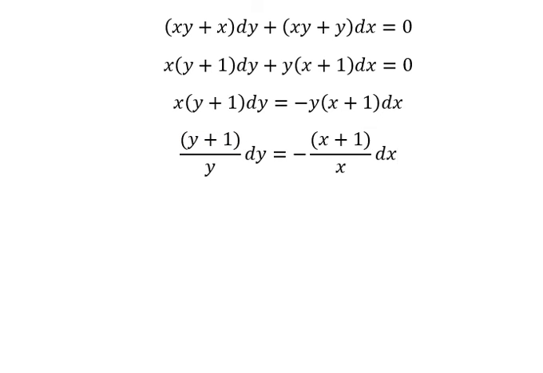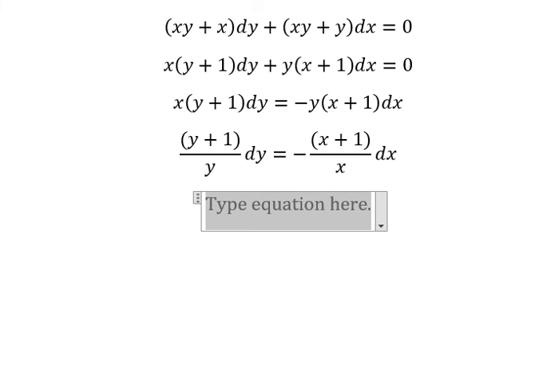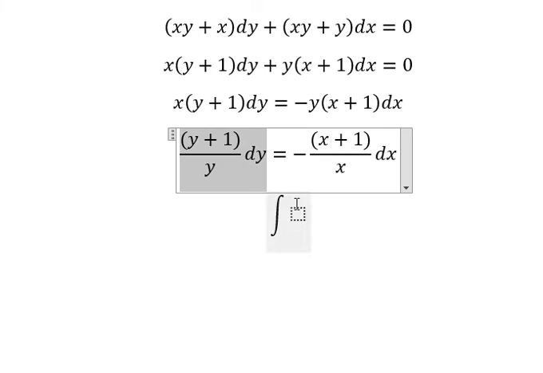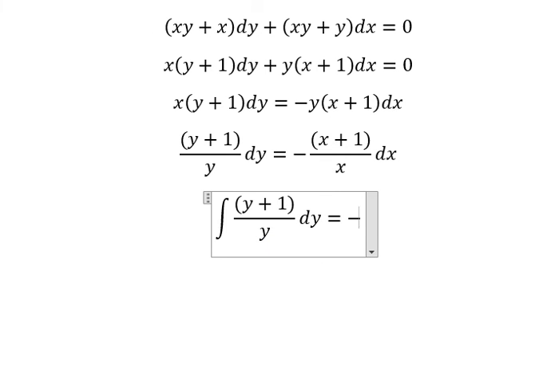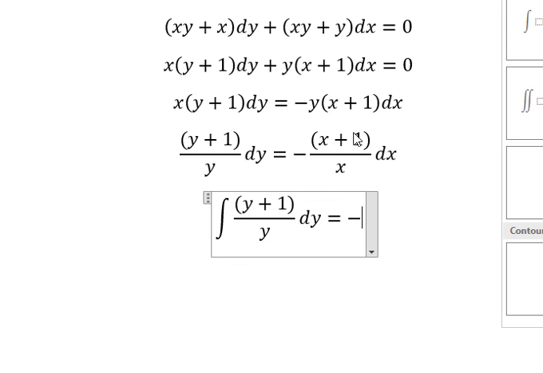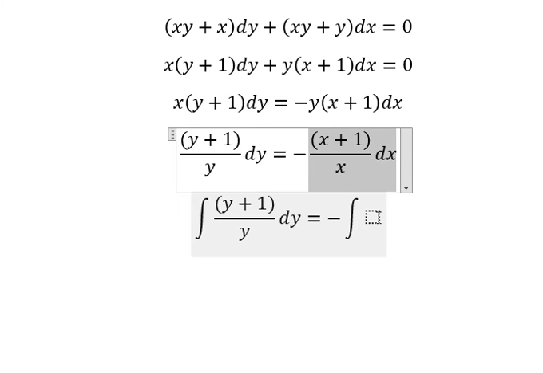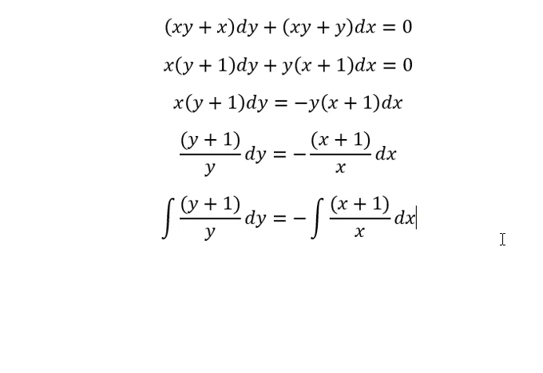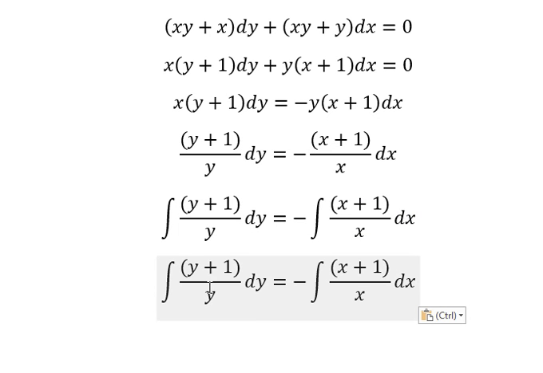Next, we need to put the integration for both sides. So y divided by y, 1 divided by y.